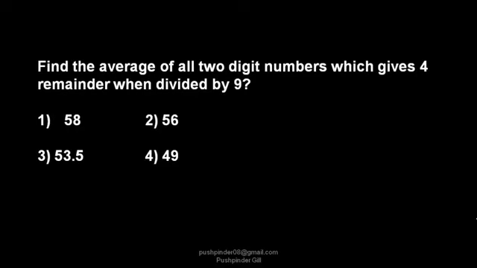Can you tell me which is the first number which gives remainder 4 when divided by 9? 9 plus 4, 13. What's the next number? 13 plus 9, which is what? 22. What's the next number? 22 plus 9. What is that? 31. So are these numbers in arithmetic progression? Yes, because they have a common difference of 9.